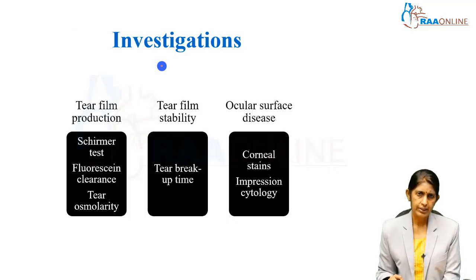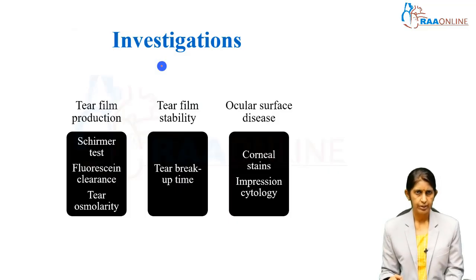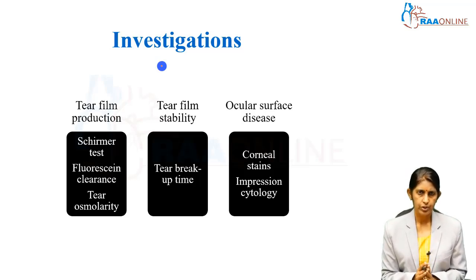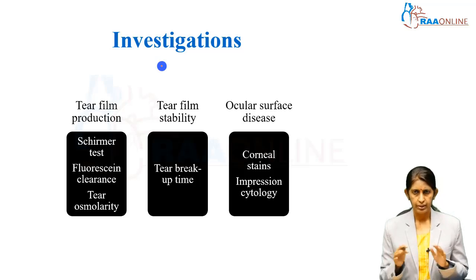So what are the investigations that I would like to do for the patient? First, I need to establish three things: whether the problem is with the production, whether the normal tear film is being produced, the secretion is normal. The second is whether it is a stable tear film, whether the quality of the tear film is good, and the third is whether the ocular surface is intact.